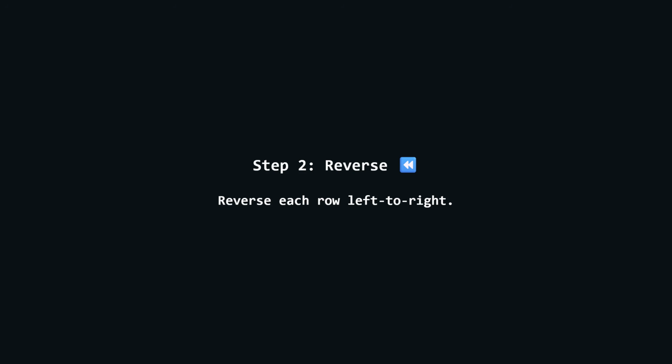Step 2 is super simple. Once the grid is flipped diagonally, we just go through every single row, one by one, and reverse the order of the numbers in that row. It might sound a bit like magic, but doing those two simple operations back to back perfectly mimics a 90-degree clockwise rotation every single time. Let me show you how.